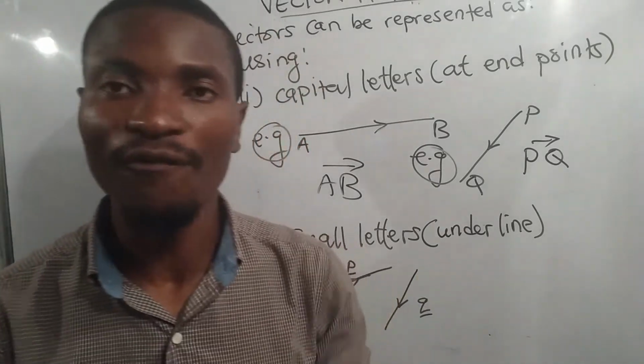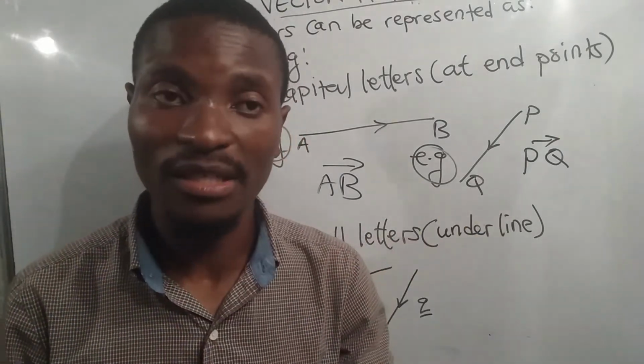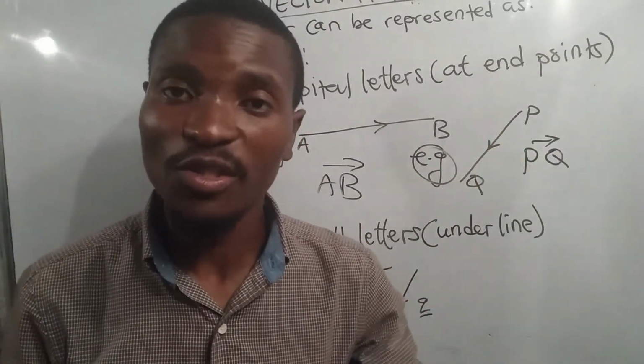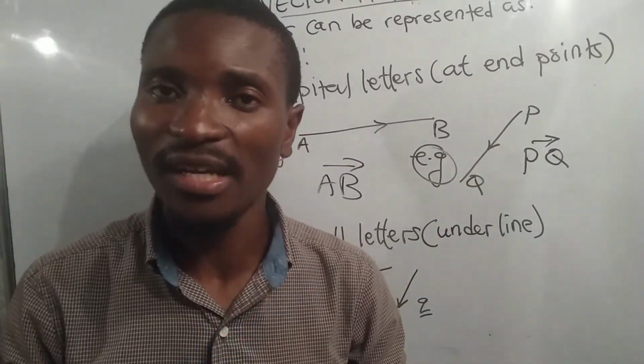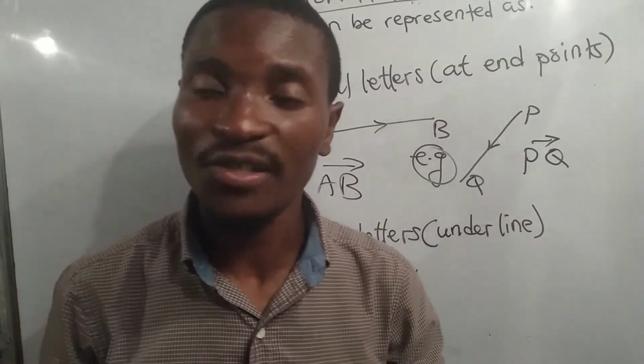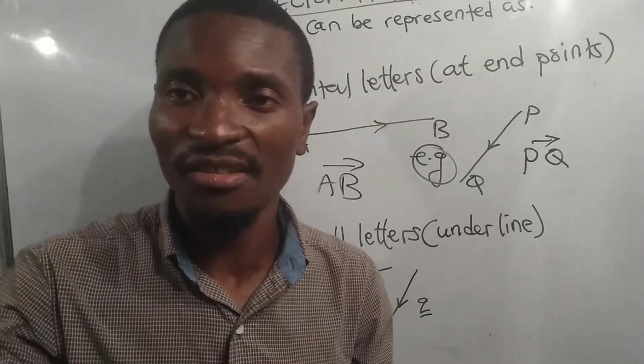So that's the number one key concept about vector notation or vector representation. We have talked about using capital letters, where you put the forward arrow on top of the letters, and using small letters, where you underline each letter that is referred to as a vector. Let's continue to the last vector notation or representation.